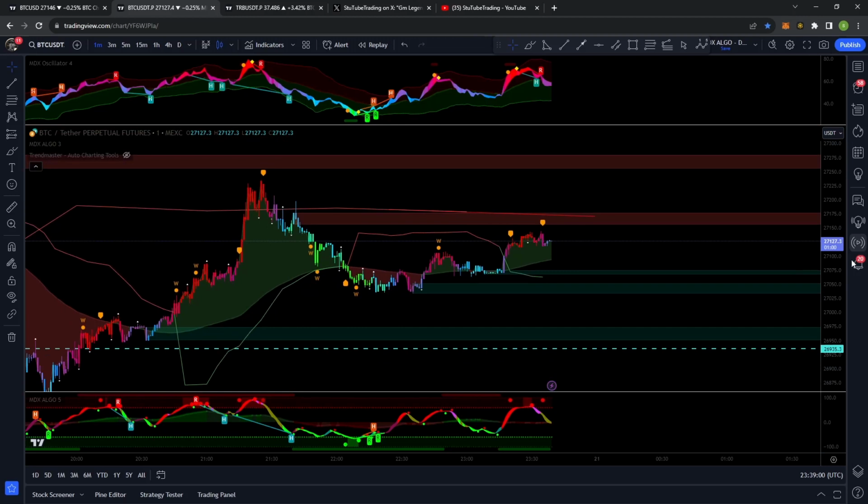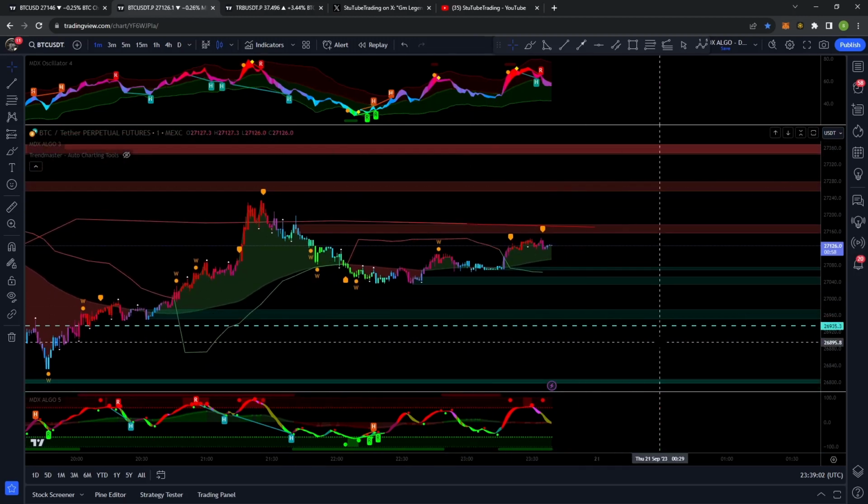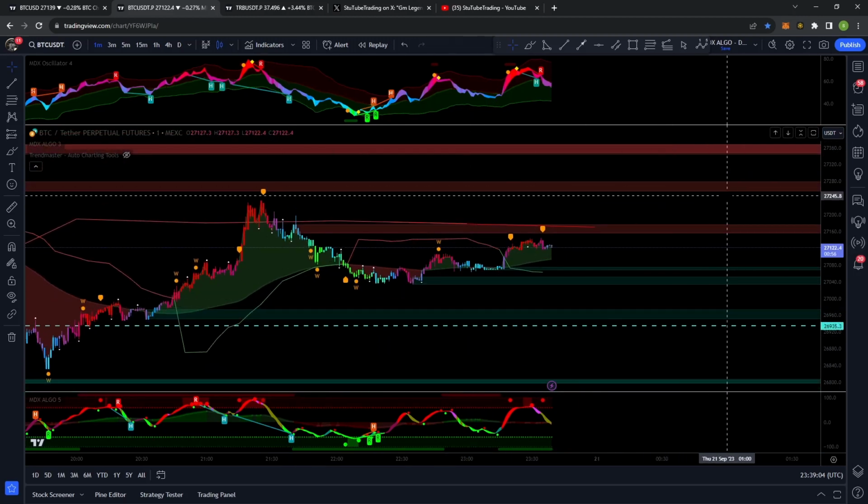These boxes, the supply and demand zones here, the red and green boxes, are just a little extra confluence. Exactly, we're just adding as many bits of confluence to our decision as we can. Quite often I don't even have these boxes up, but lately I have been using them as a second set of eyes for support and resistance zones.